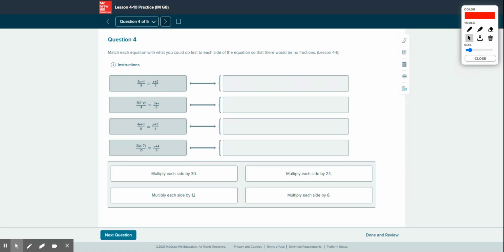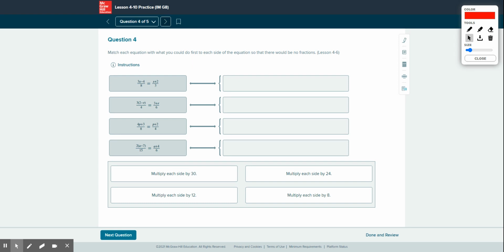Multiple parts to this one. We just need to match them up. This is a review from lesson 4.6. Always check to see if we can scroll down. And what we're doing is matching each equation with what you could do first to each side of the equation so there would be no fractions. So our whole goal is to eliminate fractions.